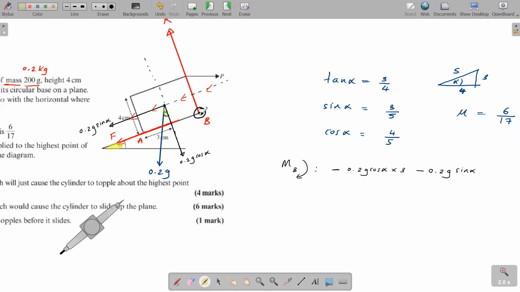The perpendicular distance between B and 0.2g sin alpha is this distance. Can you see? This is B and this is the line of action of 0.2g sin alpha. This is exactly going through the middle of the cylinder. The height of the cylinder is 4, which means this particular distance is 2 centimeters. Can you see the advantage? The distance is just 2 centimeters, the perpendicular distance between 0.2g sin alpha and B. Right, guys? Can you understand? So it makes things really simple when you do this resolving.